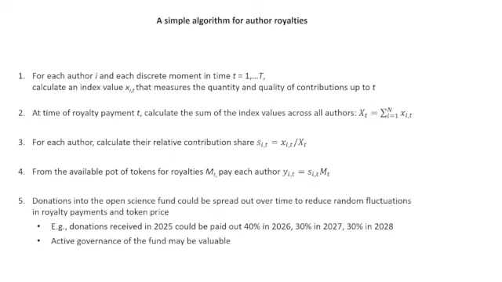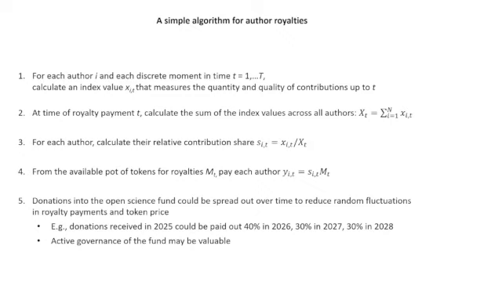Okay, so here is a first very, very simple idea of an algorithm for author royalties. There are a lot of different ways you can do that. Here's a very simple one. First, for each author i, and each discrete moment in time t, we calculate an index value, x_it, that measures the quantity and quality of contributions up to that point in time.